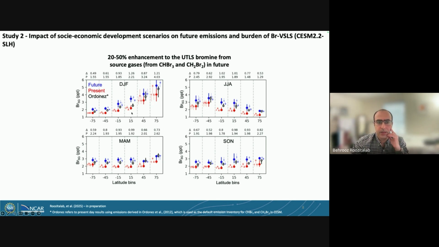And here we looked at the impact of this emission change on the upper troposphere bromine from these two compound source gases. And we see that the seasonal evolution does not change a lot between present day and future. But in terms of the absolute values, we saw up to 50% enhancement in the bromine from source gases, which is significant.